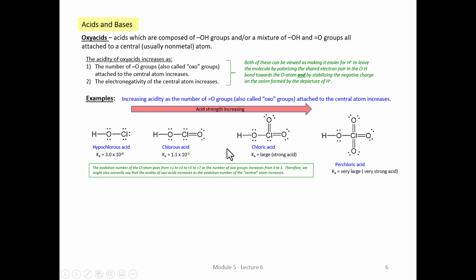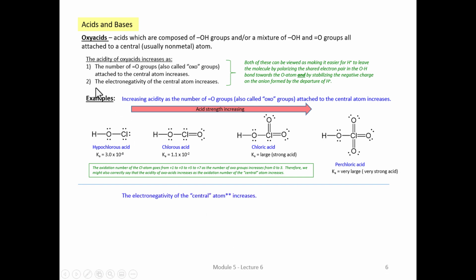There's something else that's curious about this series. If you actually assigned oxidation numbers to the chlorine in each one of these, you'd find out that it's +1 in hypochlorous acid, +3 in chlorous acid, +5 in chloric acid, and +7 in perchloric acid. Therefore, we might also correctly say that the acidity of oxo acids increases as the oxidation number of the central atom increases.